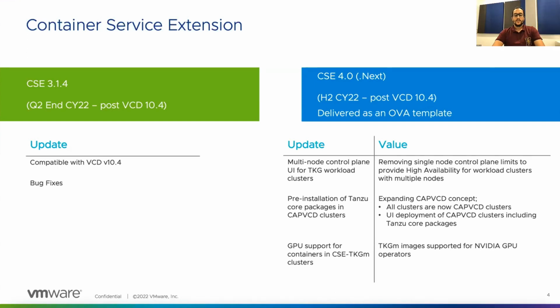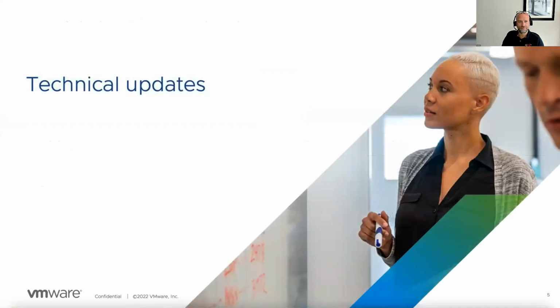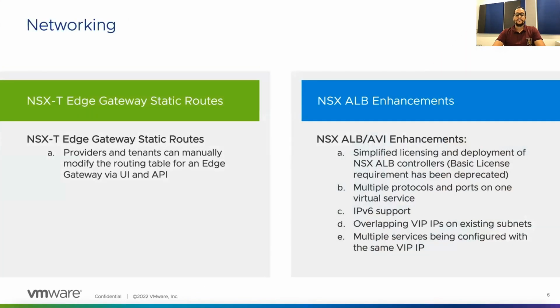Yeah. Okay. All right, and then let's look at the technical updates. So first we'll begin with networking. With networking, we have two categories of releases. One is that with the NSX-T gateway, we now support static routes. It was not possible until the previous version 10.3.3. So we will support static routes.